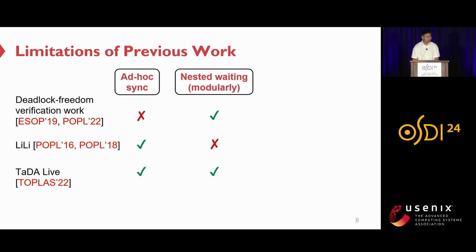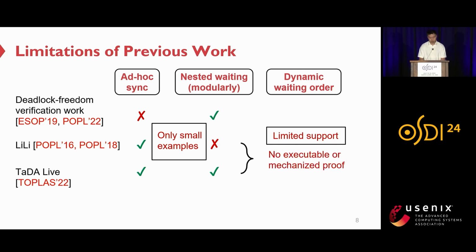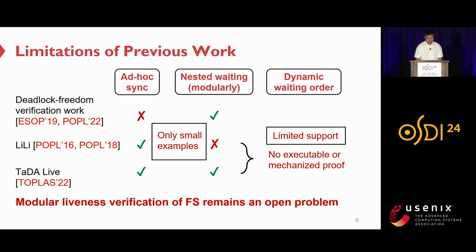In recent years, much theoretical work has made progress to address these challenges. Unfortunately, this work has only limited support for dynamic waiting order. Besides theoretical limitations, they have only been applied to small examples, but not anything near a file system. Many of them have no executable implementation or mechanized proof. As a result, modular liveness verification of a concurrent file system remains an open problem.